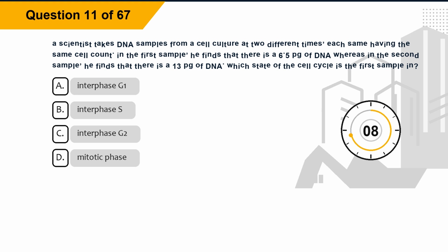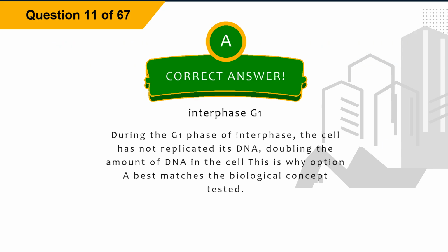Option A, interphase G1. Option B, interphase S. Option C, interphase G2. Option D, mitotic phase. The correct answer is option A, interphase G1. Explanation. During the G1 phase of interphase, the cell has not replicated its DNA, doubling the amount of DNA in the cell. This is why option A best matches the biological concept tested.